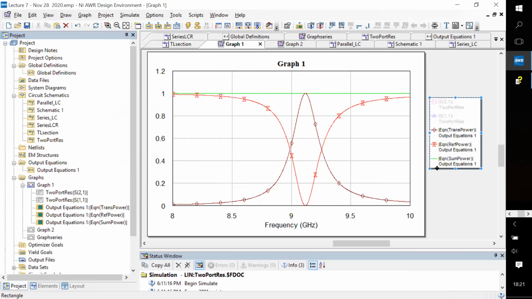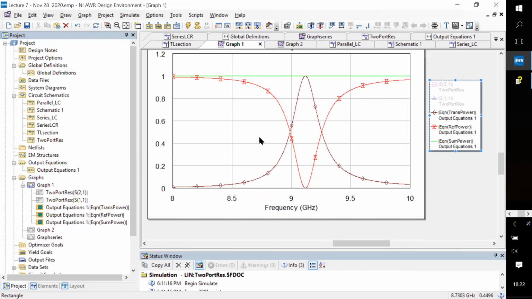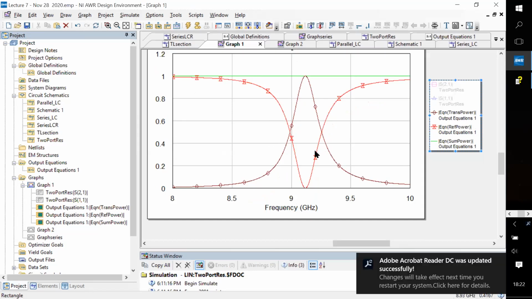So now you see that the transmitted power and the reflected power look exactly like what you would expect, and the sum is 1. This is a very powerful thing when you're doing various calculations. You can manipulate them, change them, define them in different ways which you might need for your research, and then plot them or do other things. You can even export this data as a table and all of that.